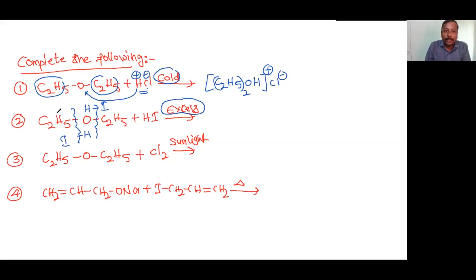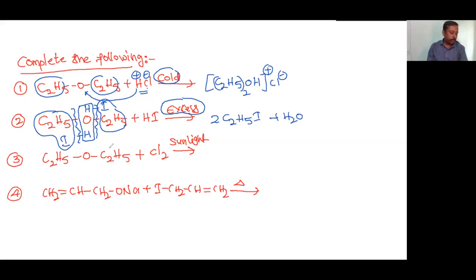So here the first product will be C2H5I. The second product will be H2O. The third product will be C2H5I. So ultimately we are getting 2 moles of C2H5I and 1 mole of water. That is the second product.